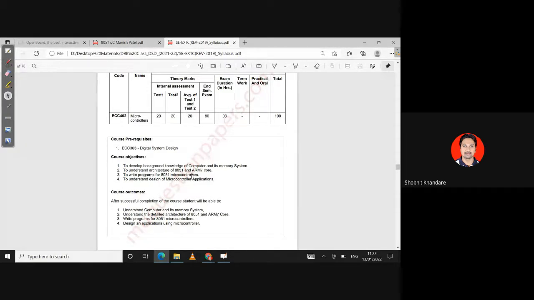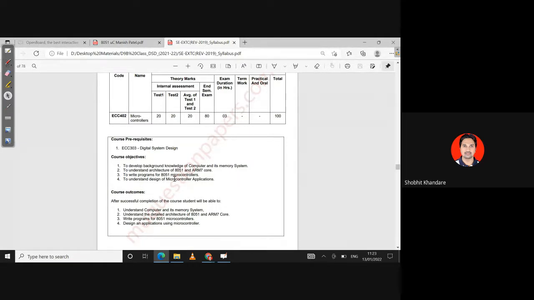Okay, the problem could be addition of 2 numbers, division of 2 numbers, sorting of an array. There would be different practicals which we can do on this 8051. So the important objective is to write programs for the 8051 microcontroller. The fourth one is to understand the design of microcontroller applications. The last part is also important.